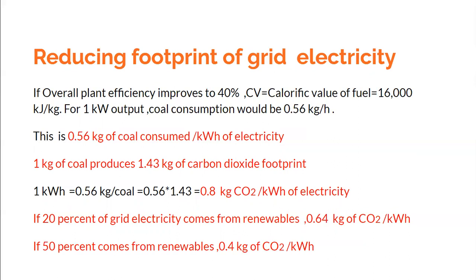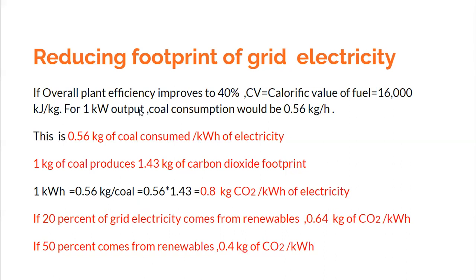Remember that earlier it was 0.75 kgs per hour. Now it is simply 0.56 kgs of coal for every kWh of electricity. And how has that changed? Just by switching over to a more improved technology. And if that happens, what happens next? If 1 kg of coal would produce 1.43 kg of CO2 as a carbon footprint, 1 kWh of electricity coming from coal would give us 0.56 times 1.43. So the emission factor now would be 0.8 kgs of CO2 per kWh of electricity.